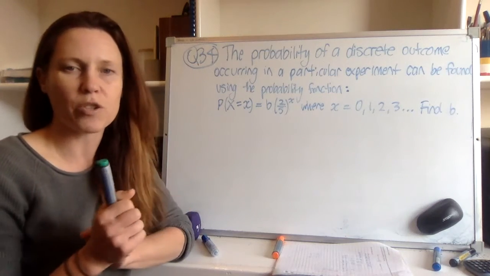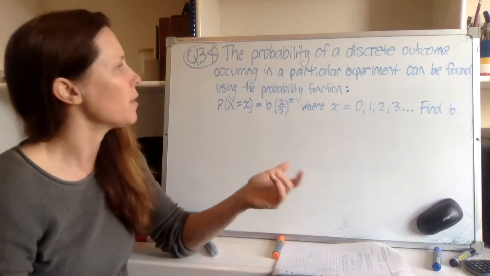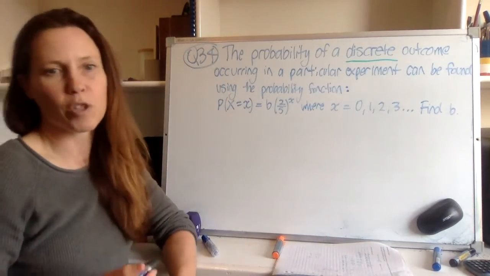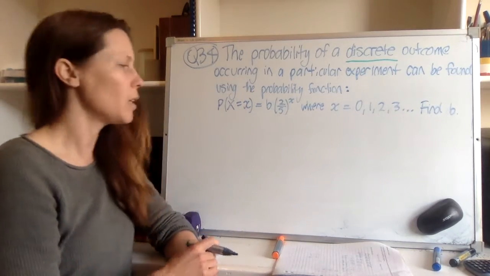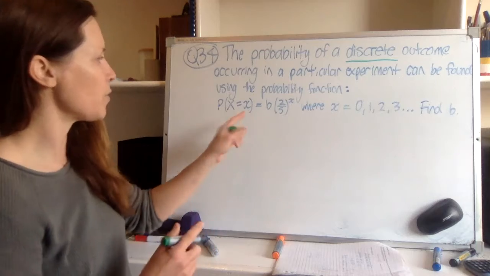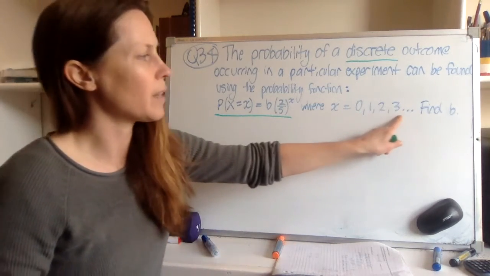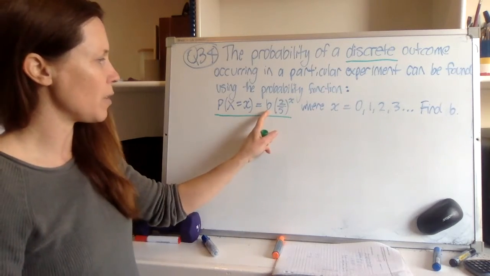Question 34 was quite tricky for a lot of people because it was difficult to see how to get started. Now, important parts: we have a discrete probability distribution, and that means that we could draw up a probability distribution table. We haven't been given one. Instead, we've got a probability function here, and we're told that x can go on, potentially up to infinity, and we have to find b.